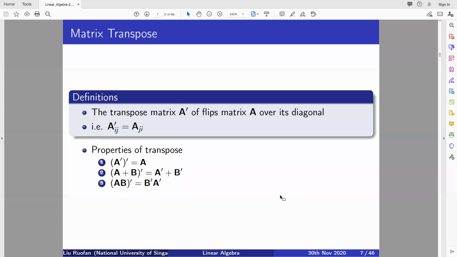Another important concept is called matrix transpose. The transpose matrix A transpose just flips the matrix A over its diagonal. So the rows in A become the columns in A transpose. The columns in A become the rows in A transpose. Here are some important properties of transpose. These three properties are very useful when you want to derive some proofs later.